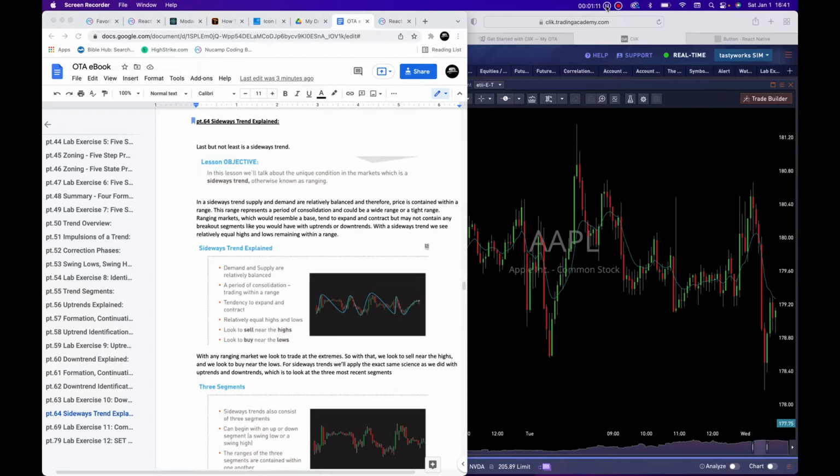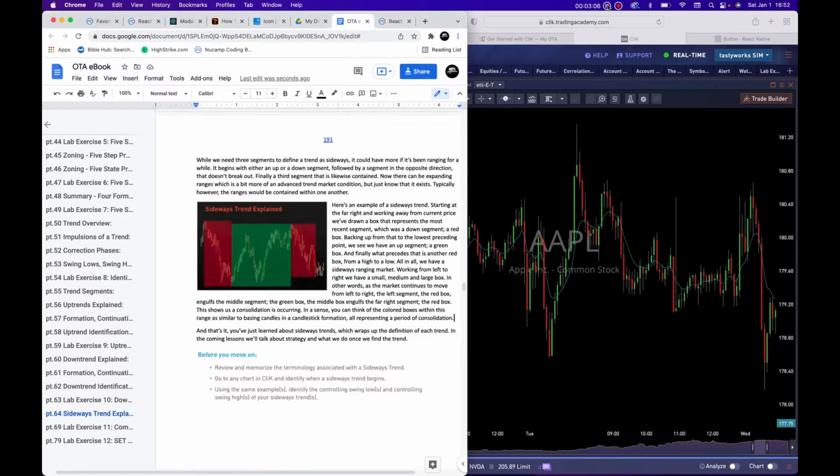For sideways trends, we'll apply the exact same science and technique as we did with uptrends and with downtrends, which is to look at the three most recent segments. While we need three segments to define a trend as sideways, it could have more if it's been ranging for quite some time. It begins with either an up or a down segment, followed by a segment in the opposite direction that does not break out. Finally, a third segment that is likewise contained.